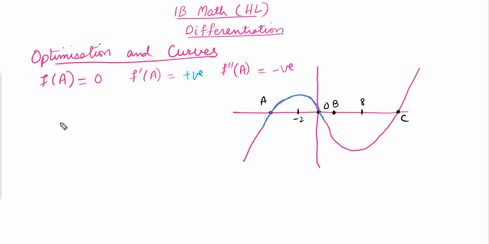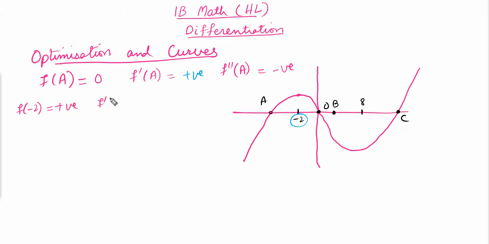Now let's see the value of the function, its derivative and double derivative at point -2. So at f of -2, my value of y will be positive.